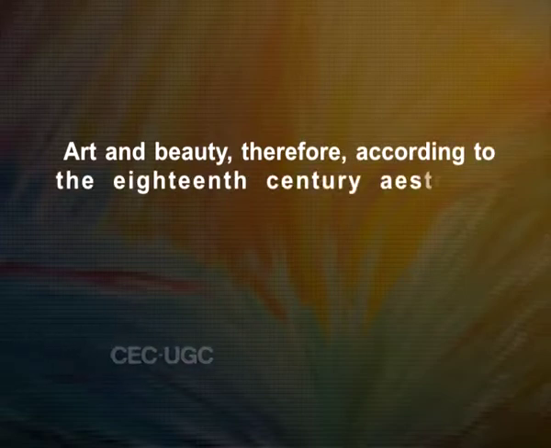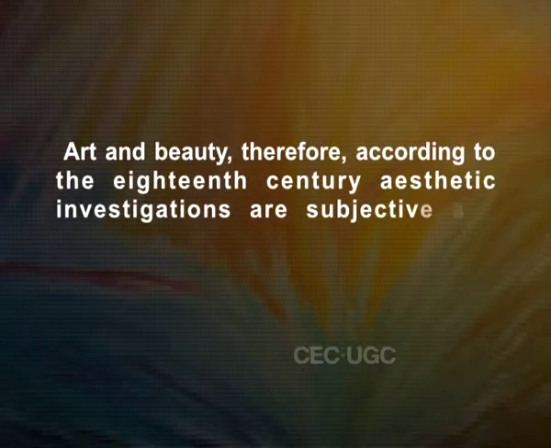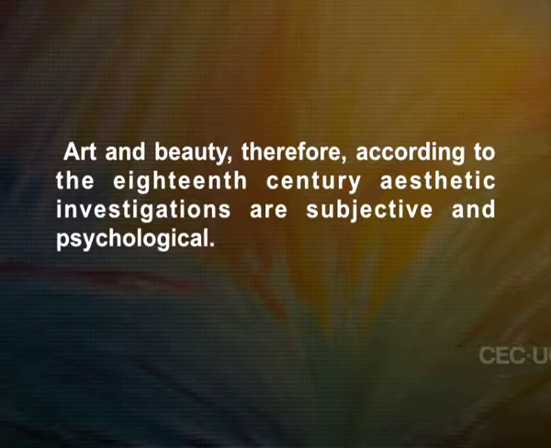Art and beauty, therefore, according to the 18th century aesthetic investigations, are subjective and psychological. They do not exist objectively as properties of objects, but only as human ways of perceiving objects. But because our sense organs are similar, our experiences, though subjective, are roughly similar. So, even though aesthetic qualities are subjective, psychological and culturally relative, they can be explained as potentially universal for all humans.